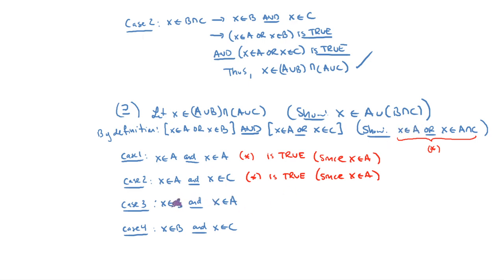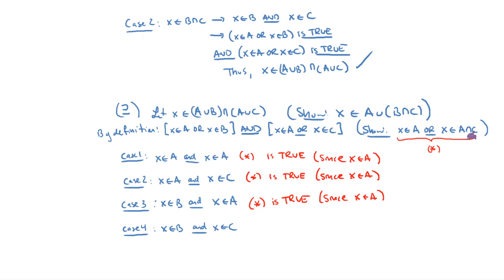What about this one? If I know x is an element of B and x is an element of A, again, I know x is an element of A. So this or is going to be true. So star is true, again, since x is an element of A. Okay, so the first 3 cases are all true because in all these cases I knew x was an element of A. What about this case 4? Well, I don't have that, right? I have x is an element of B and x is an element of C.